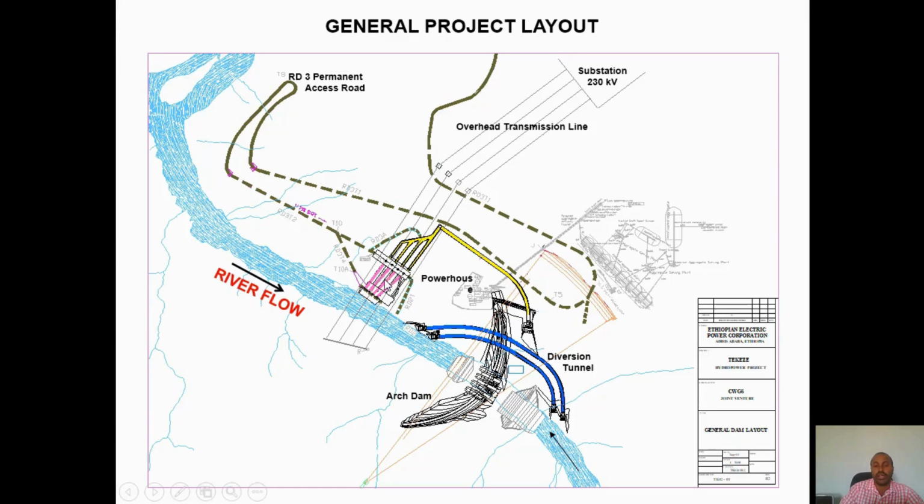Then finally, tailrace tunnel. Then it will join to the river. Then it will go. So you will provide what? You will just provide different access roads, etc., overhead transmission line, and also powerhouse, etc. So this is the arch dam layout.